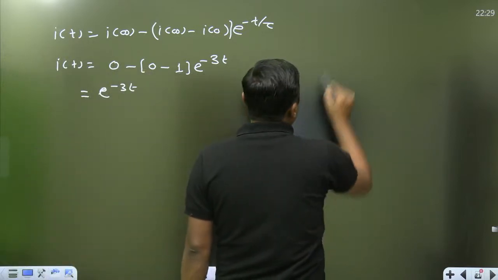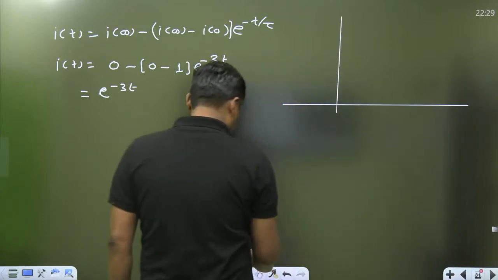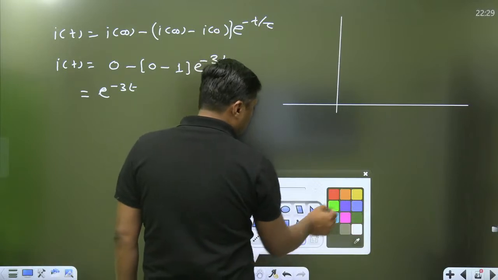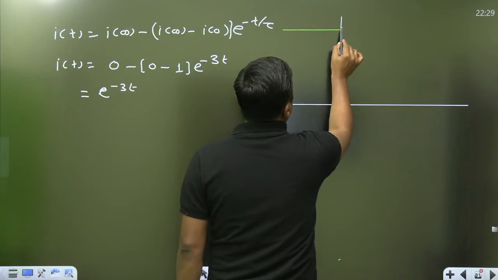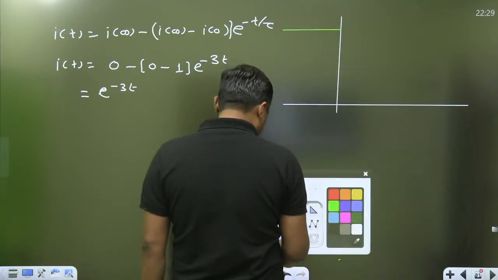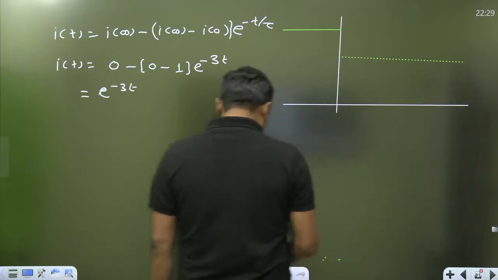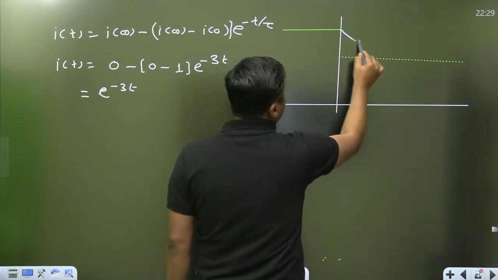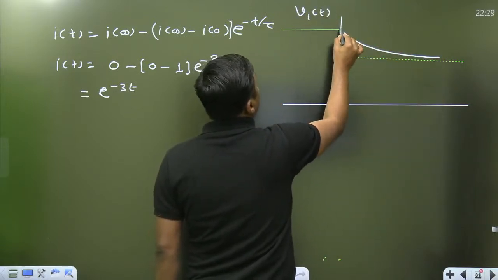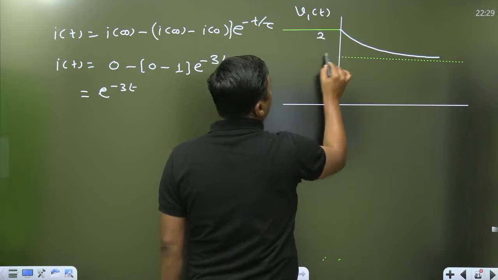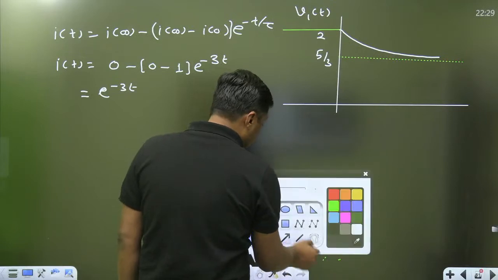If it is possible, then draw the diagram. What is the initial voltage? 2 volt. What is the final voltage? 5 by 3. So first of all, this capacitor will discharge. This is the V1T. Initial voltage is 2 volt and then final voltage is 5 by 3 volt. What about the second one?